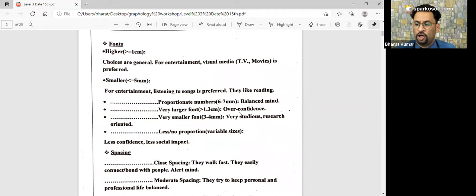If a proportionate size range is 6 to 7 millimeter, this is the perfect condition of writing. It represents balancing. So you can observe this fact. Generally, we used to write on a plain sheet using 6 to 7 millimeter maximum size of font. Generally, 6 to 7 millimeter size of font is observed in the alphabet F, not in all the alphabets. This is observed in the alphabet F.